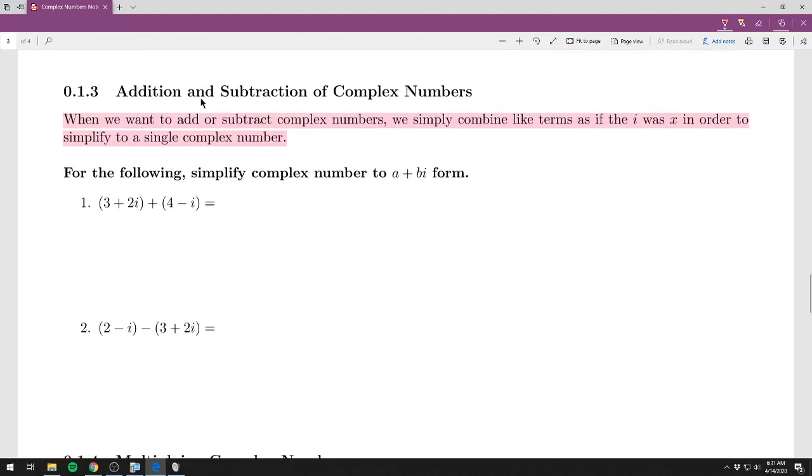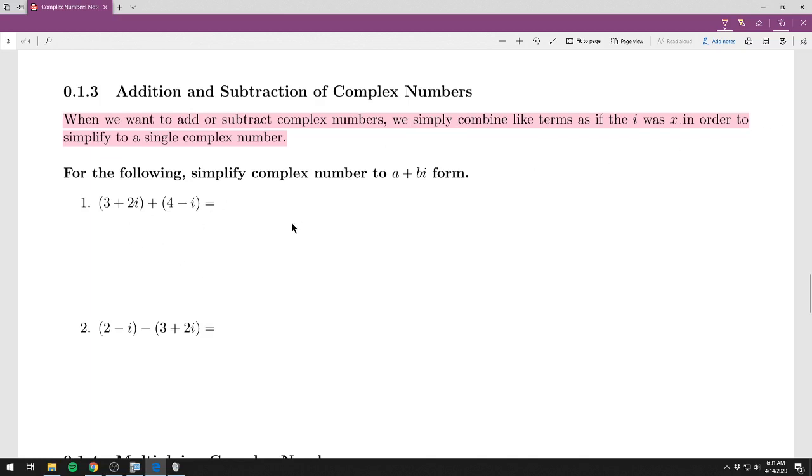So the next little topic, adding and subtracting complex numbers. Pretty straightforward as well. Most of you have probably done it. Once again, I'll remind you, if you think about i as x, how would you add these together? And it's really a matter of combining like terms.